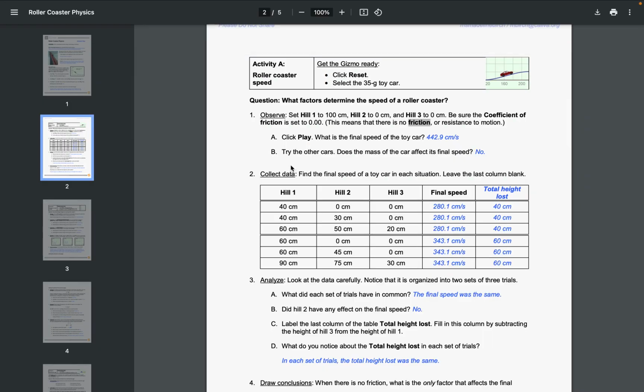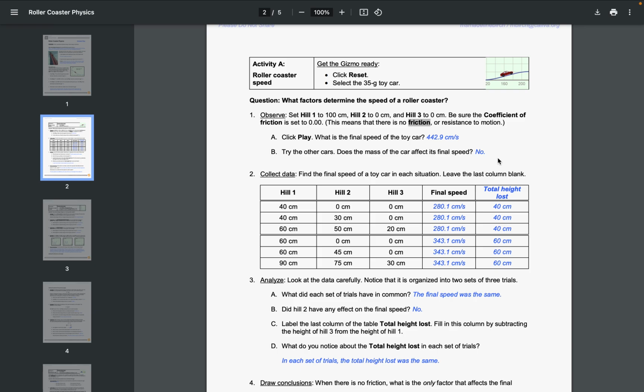Coming back over to our lab, part B of question 1, other cars: does the mass of the car affect the speed? No. No matter the mass of the car we selected, we ended up with the same speed. The whole point, as I keep saying, is that the lab report is asking you questions that lead you directly to the answer. Just by following the instructions and copying your answers, you are coming to the answer for the lab, okay? So with just this beginning experiment, we know that the mass of the car is not mattering to us today in this lab, okay?